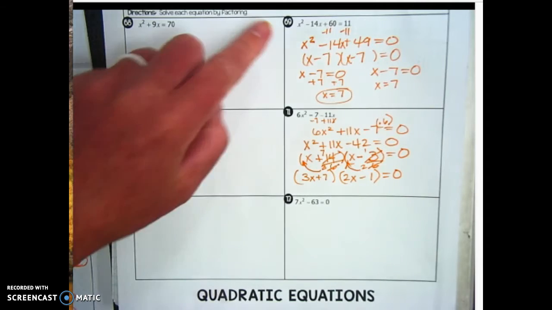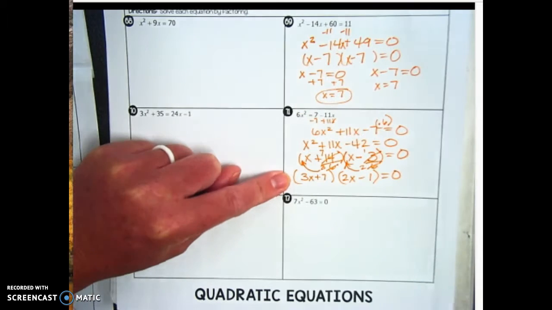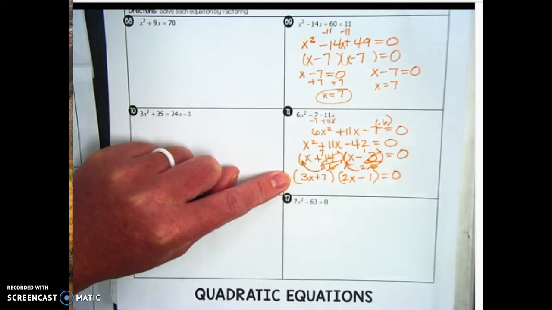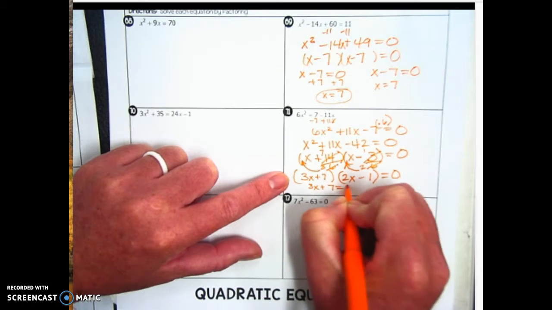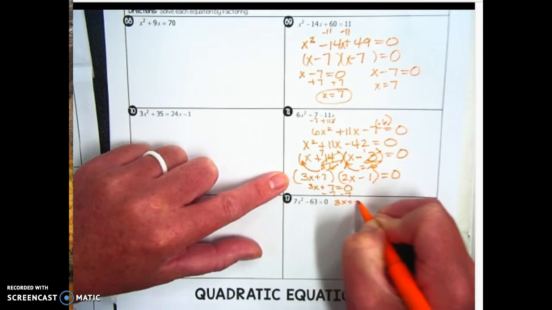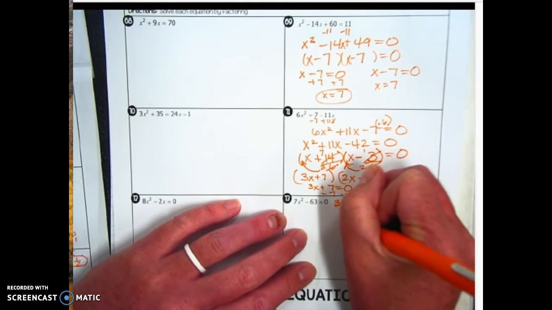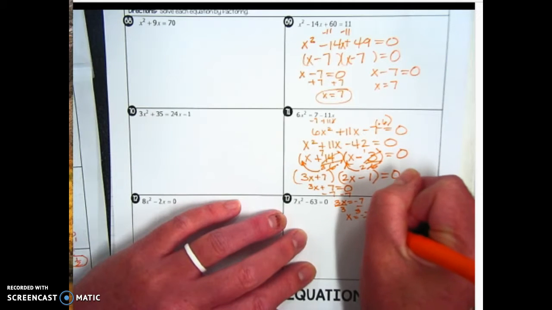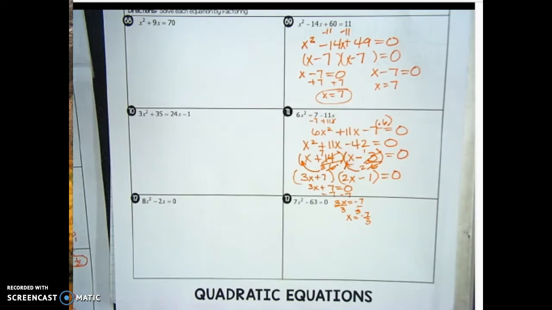Now in problem 69, we ended up with this nice pretty number of 7. Are we going to end up with nice pretty numbers here? No, what are we going to end up with? Fractions, okay? So when we set 3x plus 7 equal to 0, subtract 7, you get 3x equals negative 7, and then you have to divide by 3. That gets you your fraction. Just leave it as a fraction. If you reduced properly over here, you shouldn't have to reduce it. It should already be reduced, right?